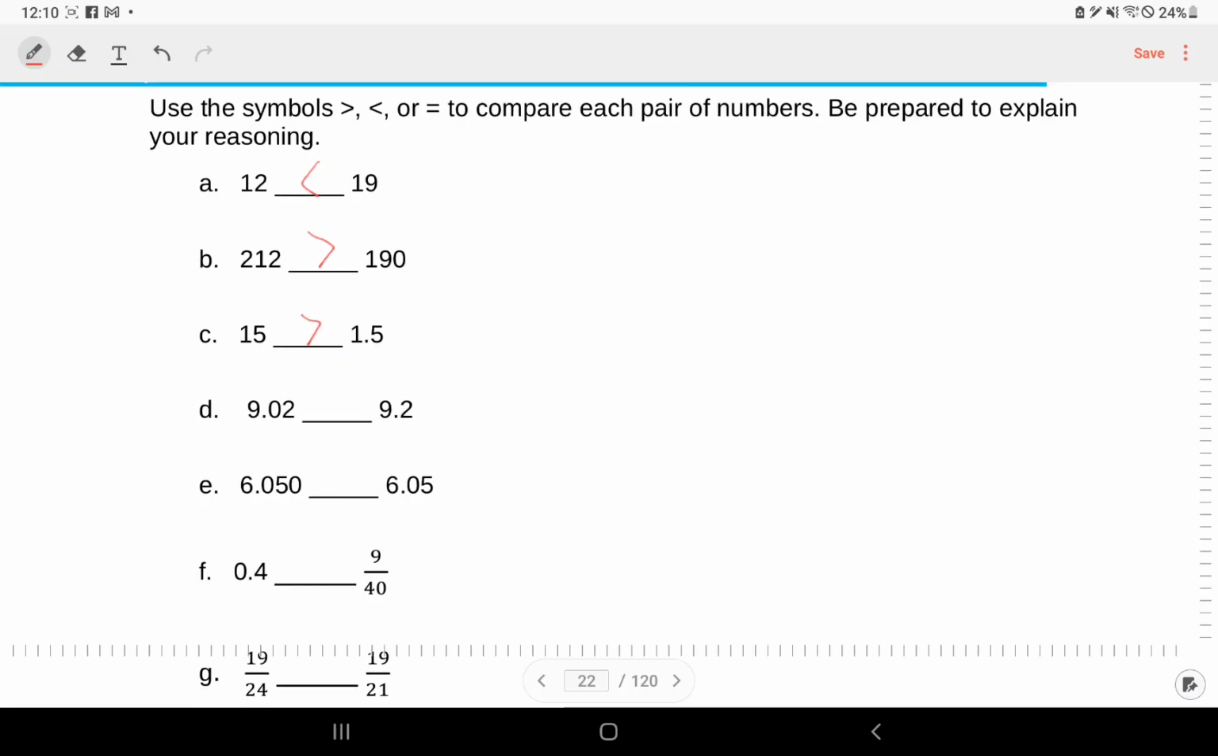So 9.02 and 9.20. Well, think of it as $9.02 and $9.20. Well, $9.20 is more than $9.02, so 9.02 is less than 9.2. Now we've got 6.050 and 6.05. Well, we can add a 0 to the end of that, and so now they're the same number. So they're equal.